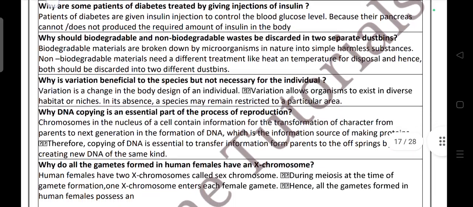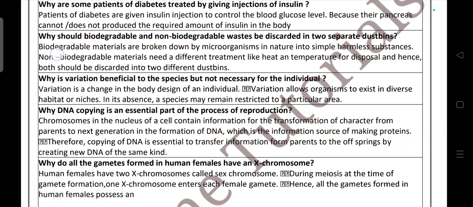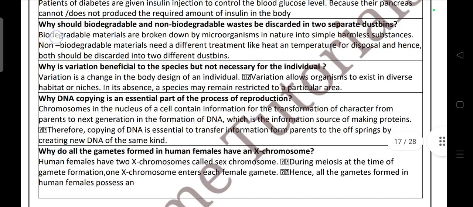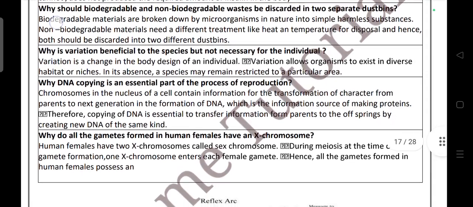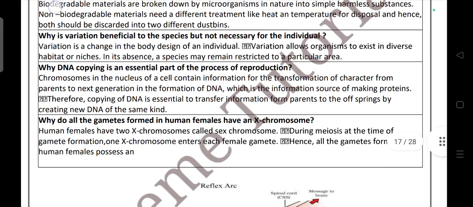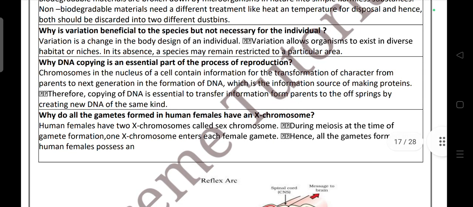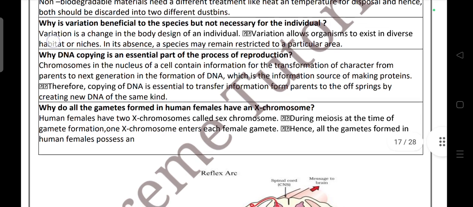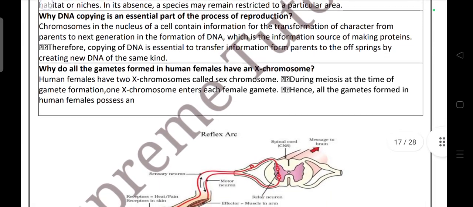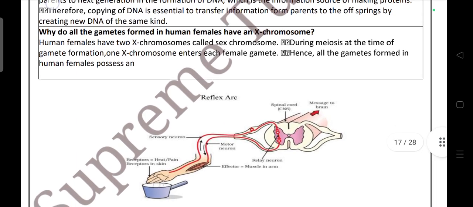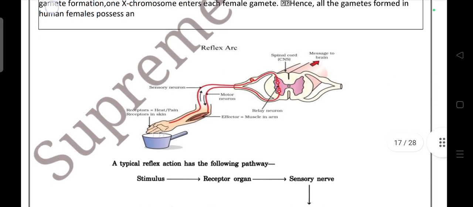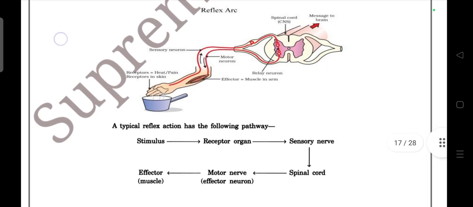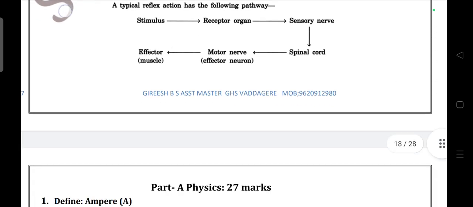Why should biodegradable and non-biodegradable waste be discarded in 2 separate dustbins? Why is variation beneficial to the species but not necessary for the individual? Why is DNA copying an essential part of the process of reproduction? Why do all the gametes formed in human females have an X chromosome? Next, diagram: reflex arc. Reflex arc action has the following pathway.